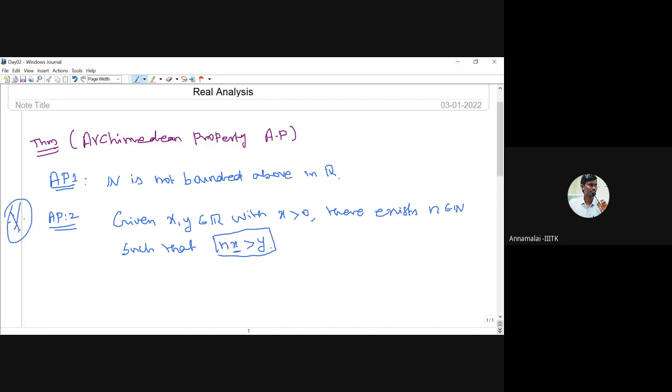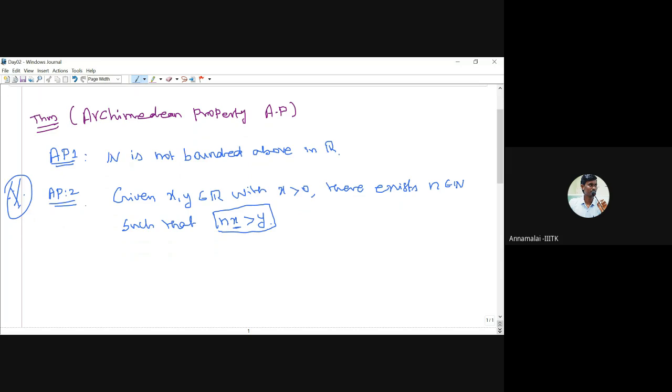In sequences, we use the Archimedean property all the time. If we take any problem, either directly or indirectly we use the Archimedean property. It says given any two real numbers, with one of them positive, we can find a natural number such that nx is greater than y. Now we can easily prove this by contradiction.